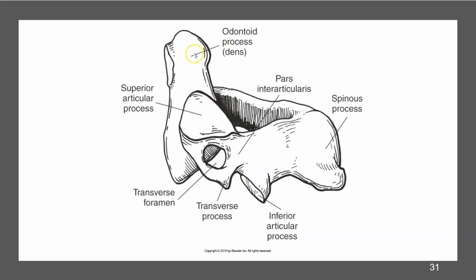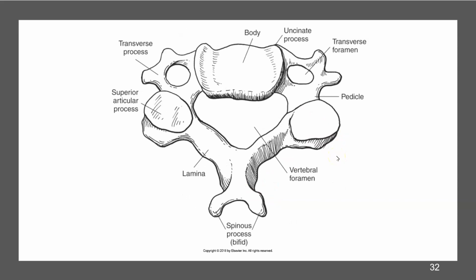So here's another one. Here's your dens or odontoid, superior articular process, your transverse process where your verts run. Pars interarticularis, you have your transverse process coming out here, and your inferior articular process with your spinous process coming off the back. And you can see here we have the body, uncinate process, we have our transverse foramen, we have our pedicle, and our lamina back here. This is our superior articular process, and you have a spinous process that's bifid.